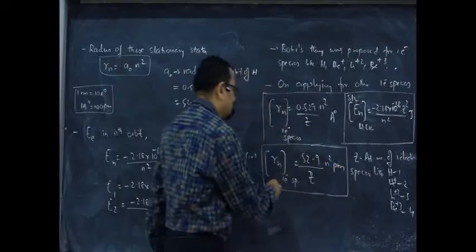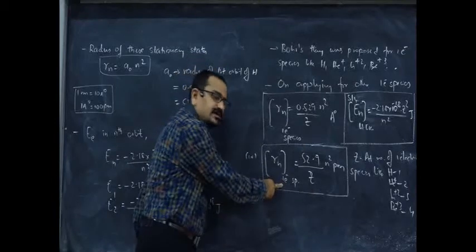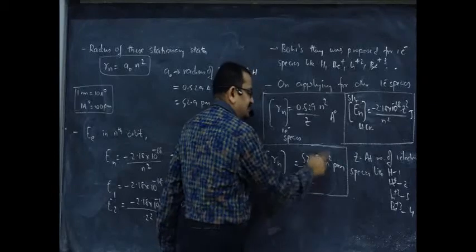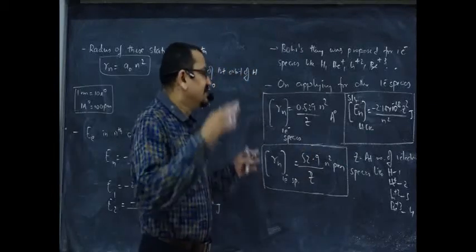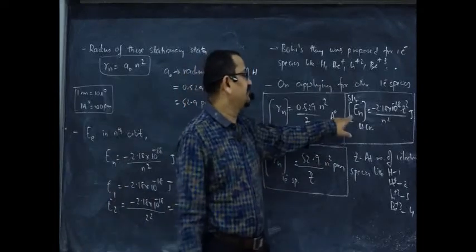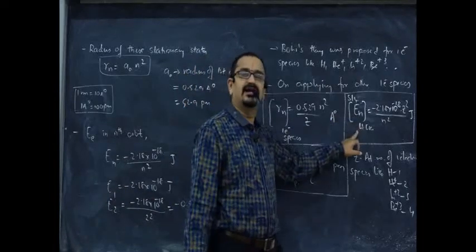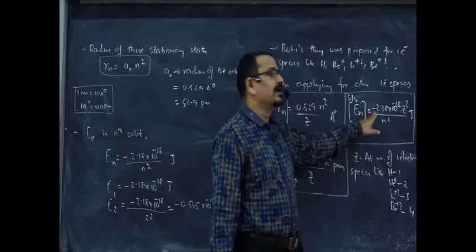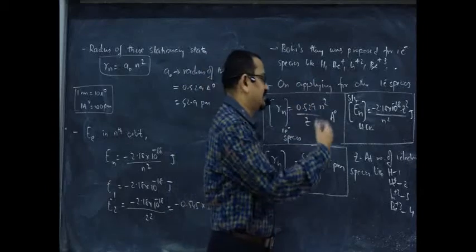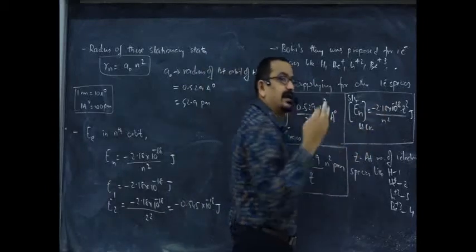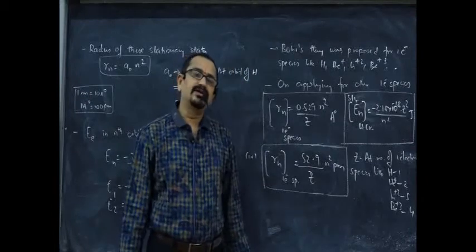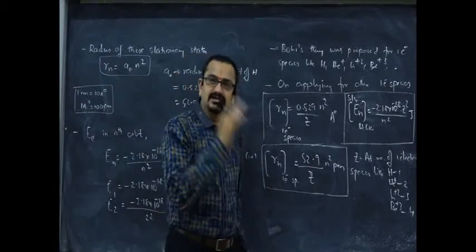In picometers, the radius of nth orbit in a hydrogen like species can be given as 52.9 by Z into n square picometers. Similarly, generalizing the energy expression, the energy of an electron in the nth stationary orbit in a hydrogen like species is given as minus 2.18 into 10 power minus 18 Z square by n square, where Z is the atomic number of the hydrogen like species.